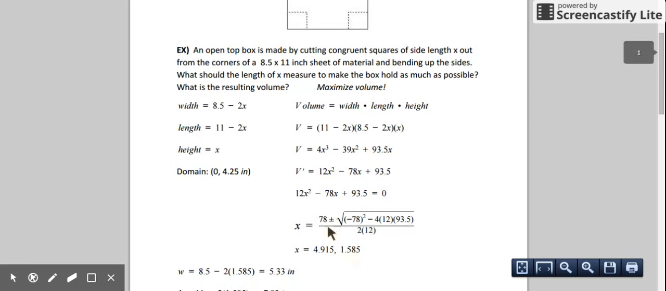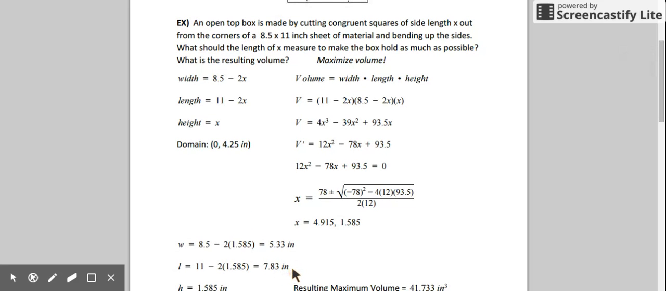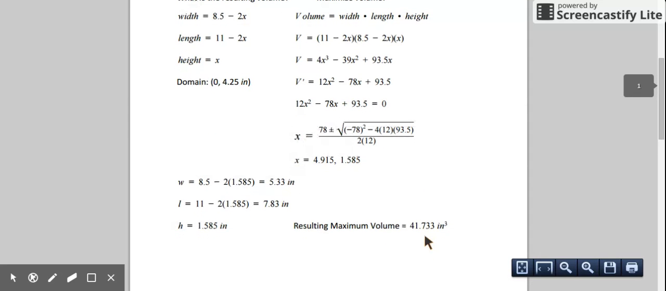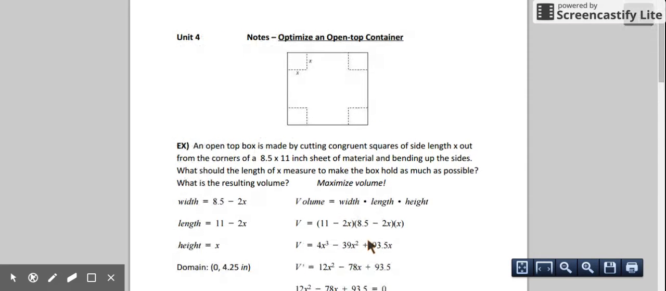If I use that for my square's length and cut out squares with those lengths, then I get a width that is approximately 5.33 inches, a length that is about 7.83 inches, and a height that was my x value, 1.585 inches. And the resulting volume from those dimensions would give me a box with a volume of approximately 41.733 cubic inches. So that's the biggest volume that I could get by cutting squares out of my material.